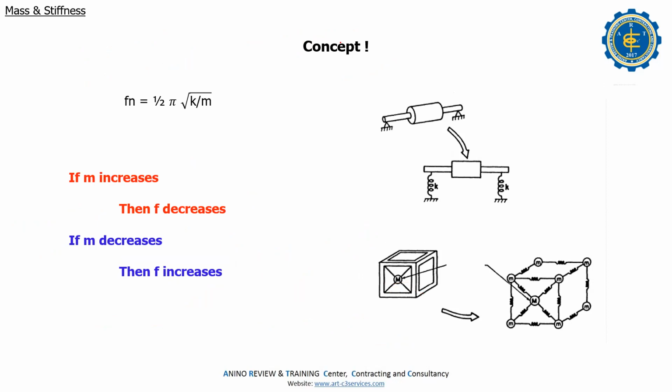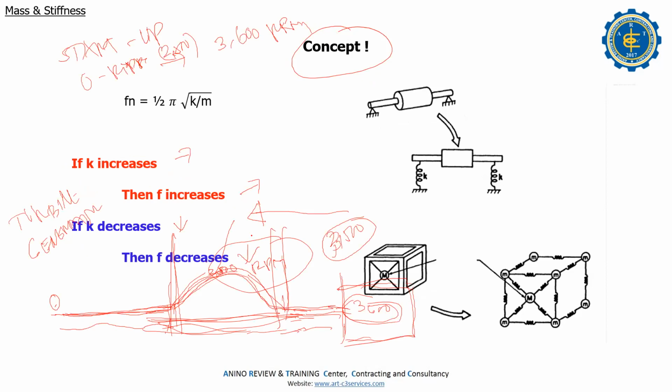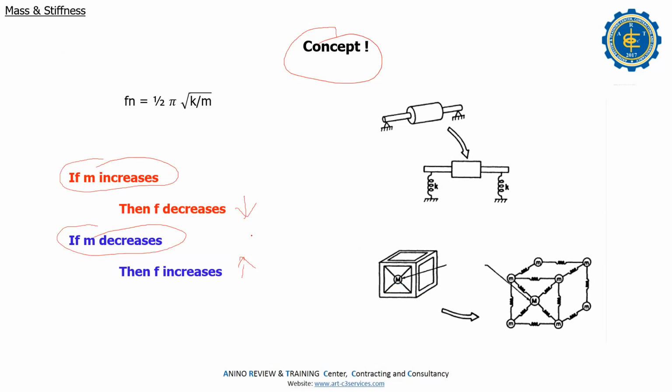Another concept, it's the same concept. If M, the mass, increases, the frequency decreases. Mass is inversely proportional to the frequency. If M is increased, the frequency decreases; if M decreases, the frequency increases. Not the same with K: if K increases, the frequency increases. They are directly proportional. You know directly and inversely proportional.